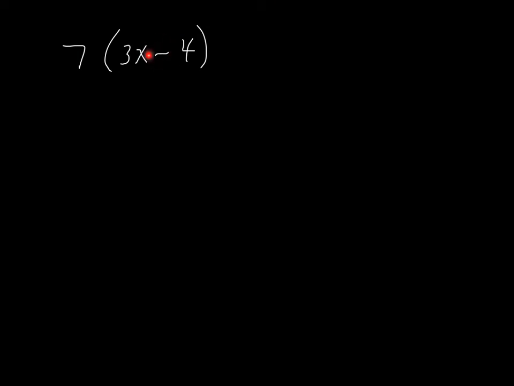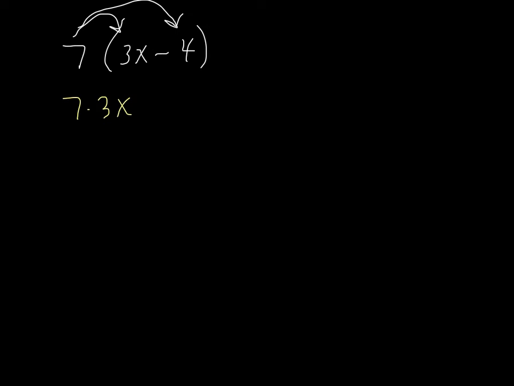Let's take that same problem we were just working on, but we're going to change one thing. Instead of 3x plus 4, it's going to be 3x minus 4. So the first thing I do is draw those arrows to help me remind myself that I have to distribute or multiply 7 times 3x and 7 times the negative 4. So my first group here is going to be 7 times 3x.